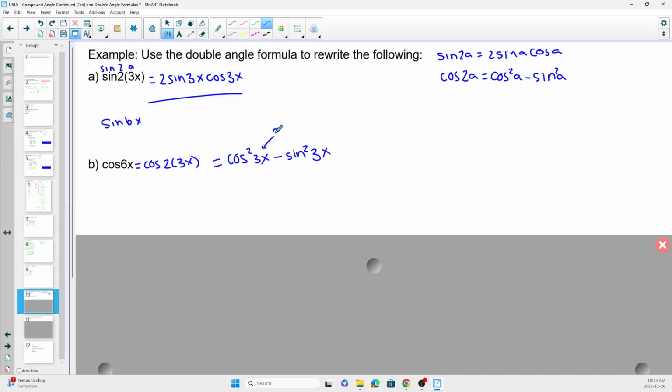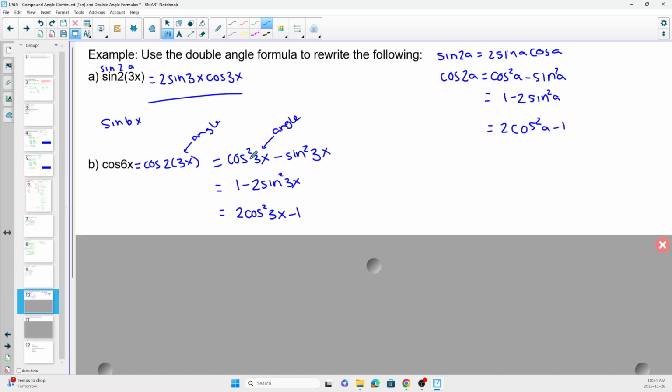This here, the angle, is the angle that is doubled, which is the 3x. So notice how the 6 is gone. There's no 6 in here because we're dealing with our double angle formula, and the angle that is being doubled is 3x. That's where the 6x comes from. We could also rewrite this using our second version, which is 1 minus 2 sine squared a. So we could say 1 minus 2 sine squared 3x. And then our third one is 2 cos squared a minus 1. So we could say 2 cos squared 3x minus 1.